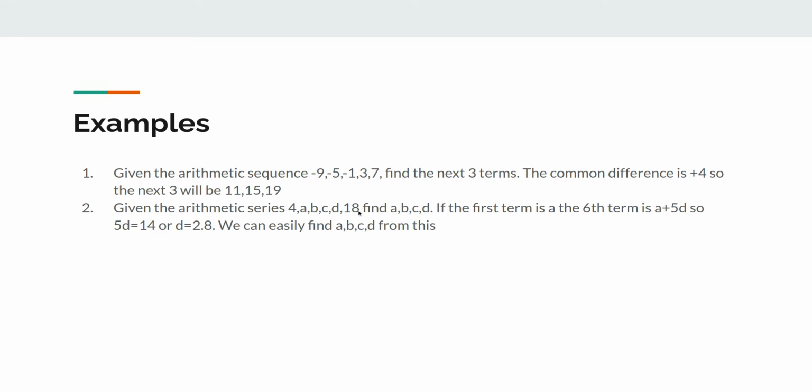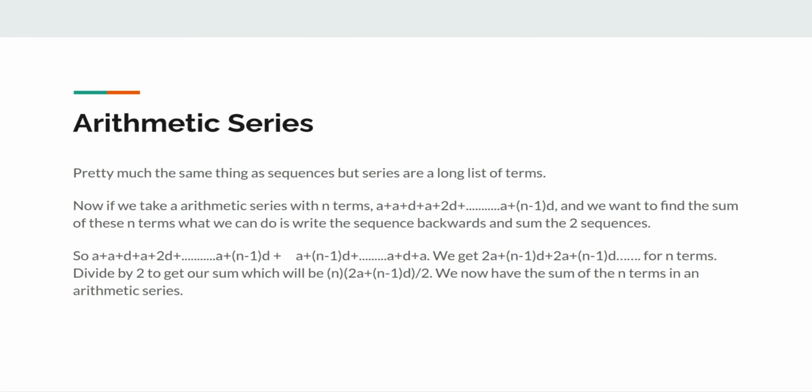And then 18 is going to be x plus 5d. So x is equal to 4, and x plus 5d is equal to 18. Then 5d is equal to 14, because you can just subtract both of them. So d is equal to 2.8, and you can easily find a, b, c, d from this. Okay, it's going to get harder. I was just doing some review.